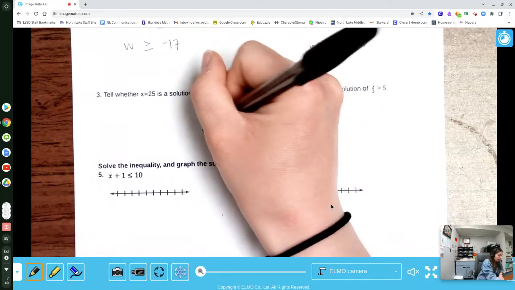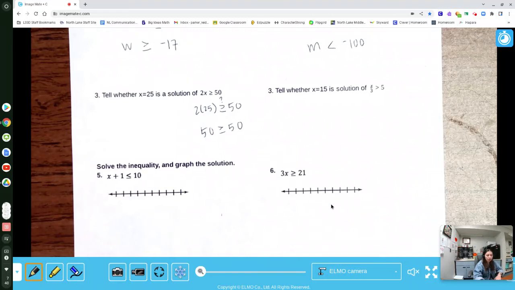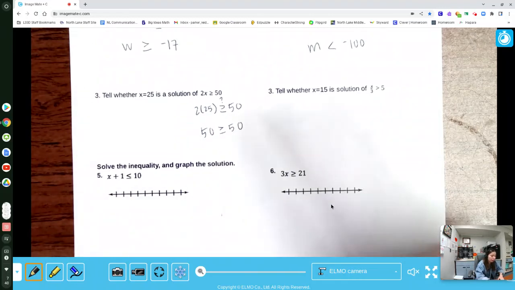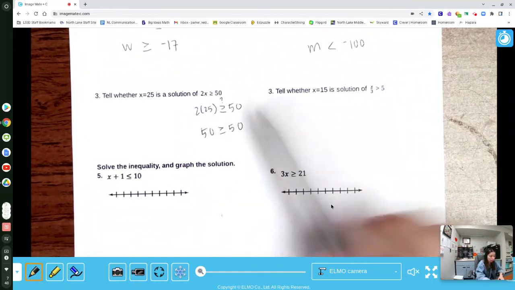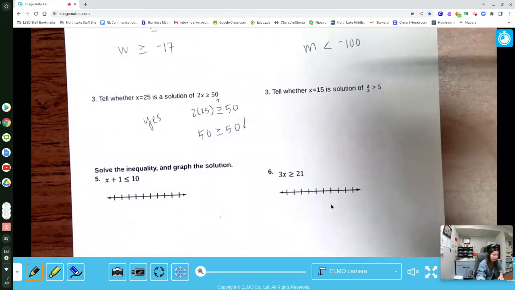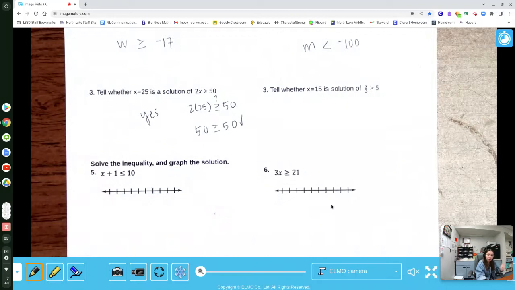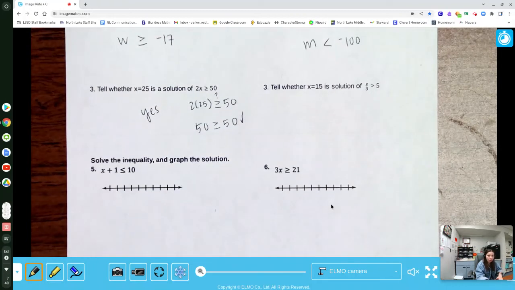2 times 25 is 50. So when we turn x into 25, we get the following inequality. 50 is greater than or equal to 50. That is true. 50 does equal 50. This is a true statement. That means yes, this value is a solution because if I change my variable into that value, I get a true statement, a true inequality.